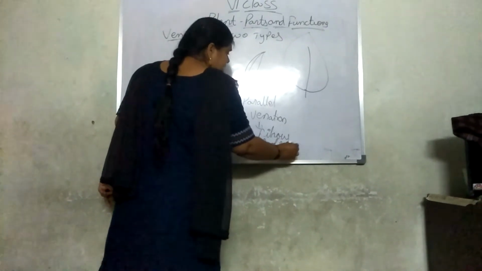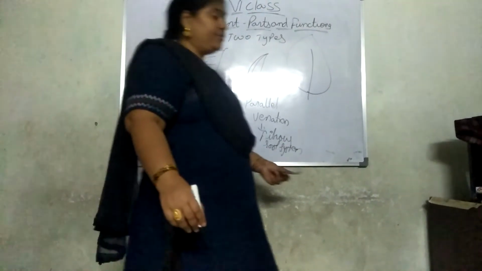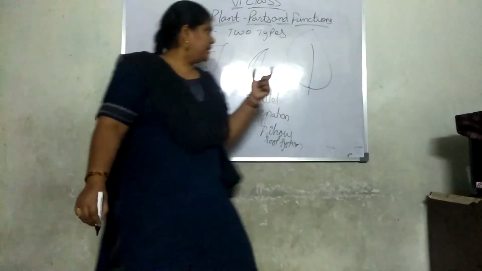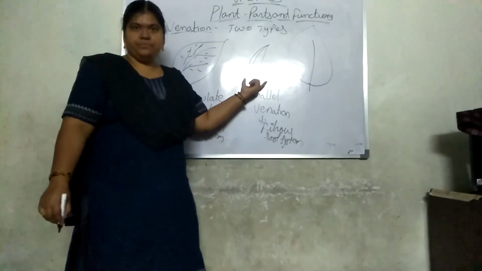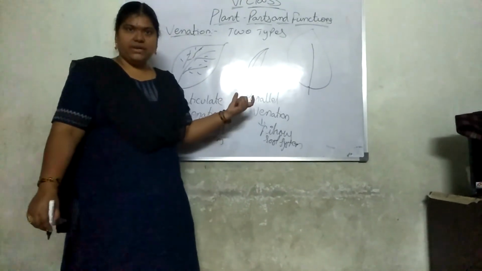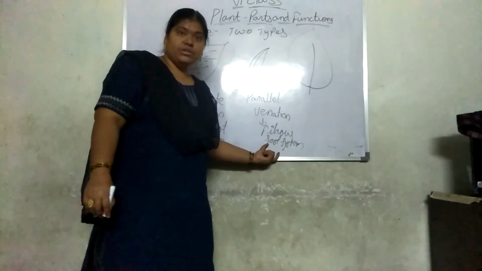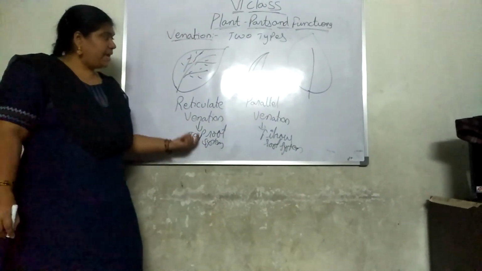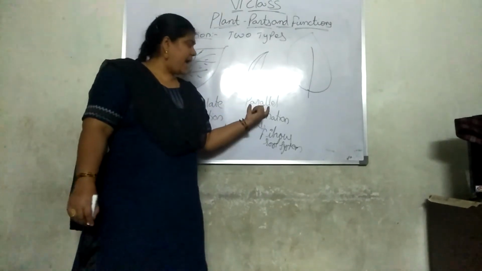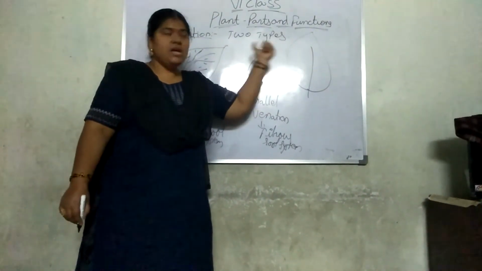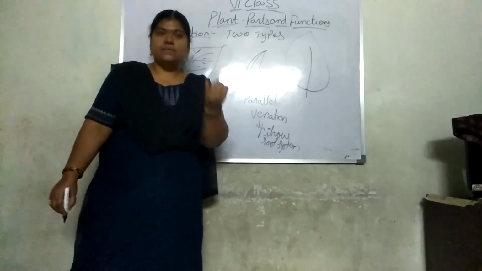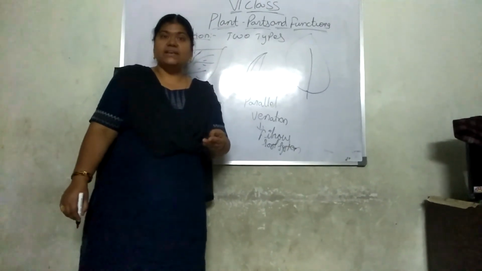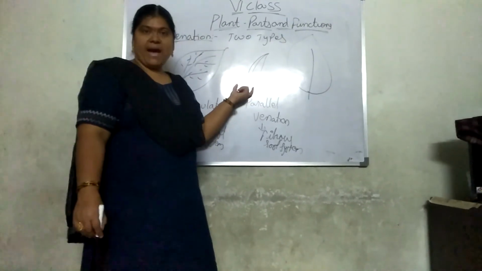Teacher, will it exist for all the things? It will not exist for all the things. Why? Because the mango leaf looks like parallel venation, but for the mango tree we will have a taproot system. But when we take this parallel venation, which is a narrow leaf, for grass, maize, paddy, turmeric, for all these things we will have this parallel venation.